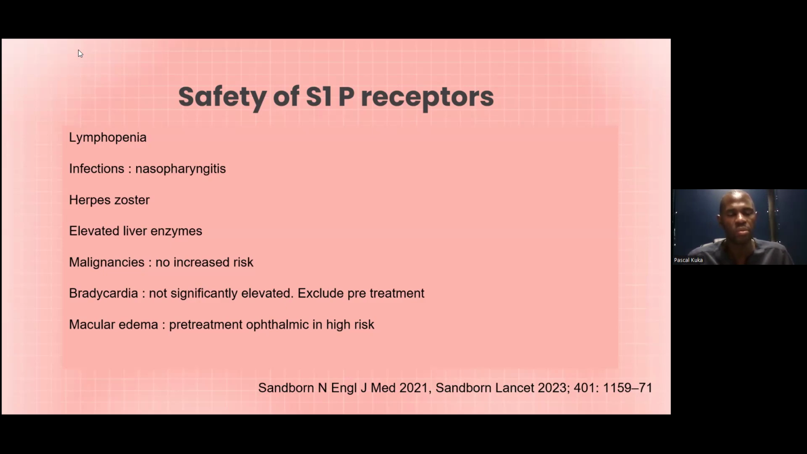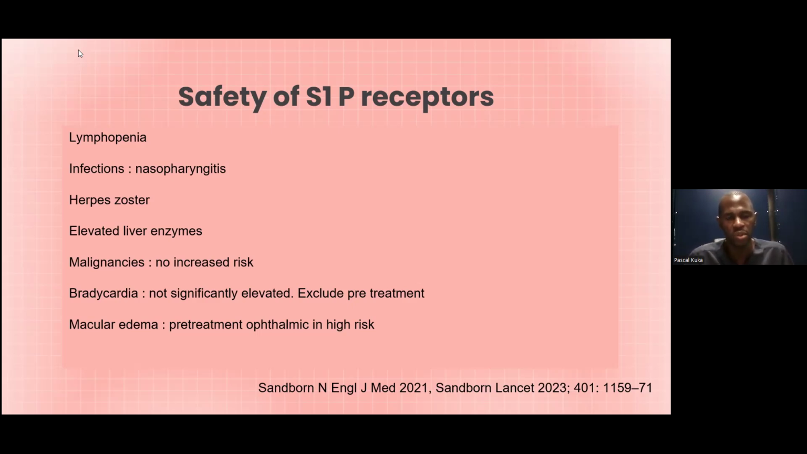Compared to fingolimod, ozanimod and etrasimod have not shown a significant risk of bradycardia, but still, prior to initiation of these medications, patients need to have risk ruled out. You need to exclude patients who have heart blocks, especially heart block type 2, or patients who have any valvular heart disease, or patients who've had a previous stroke. So these are patients who need to be excluded. Part of the screening is doing an ECG prior to initiation of S1P receptor drugs.